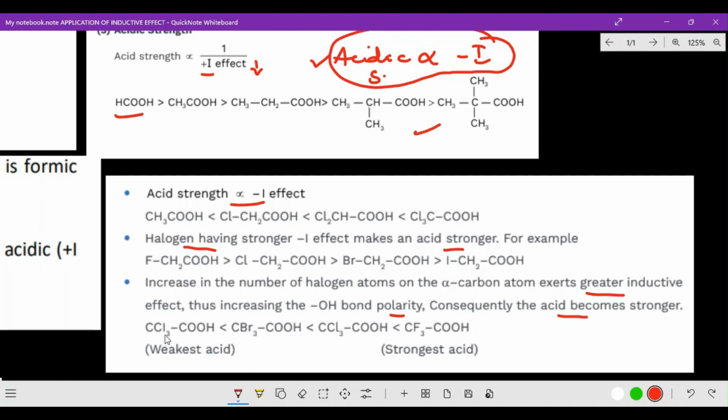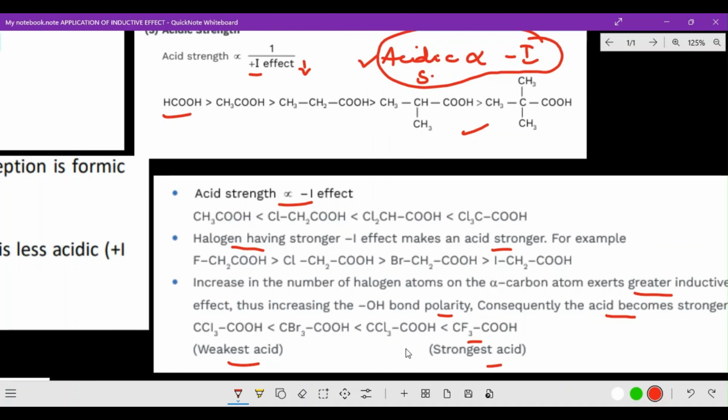So here tribromoacetic acid, trichloroacetic acid, again the same, and trifluoroacetic acid. Here is the weakest acid and here the strongest acid. I hope you got the clarity related to this point and that point.